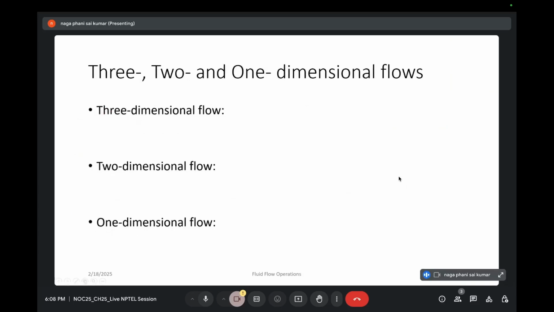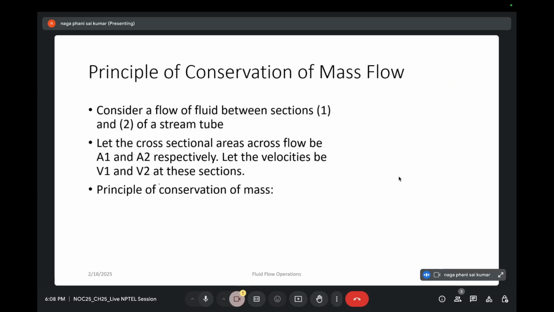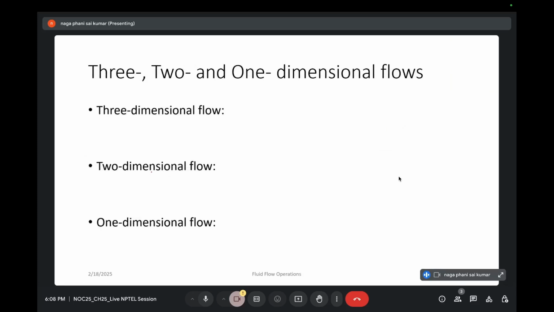But before that, first let's understand what a three-dimensional, two-dimensional, and one-dimensional flow is. We discussed this in the last session, right? So what is a three-dimensional flow? It is a flow which has velocity in all three directions: velocity components in the x direction, y direction, and z direction. You can take an example of a ball flying in the air. It has a three-dimensional velocity, with velocity components in all three directions.